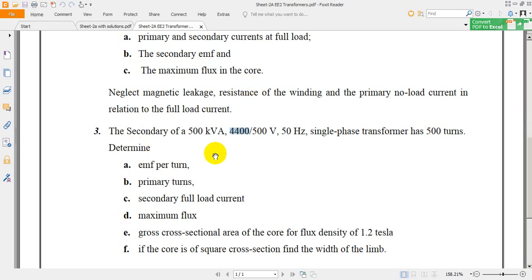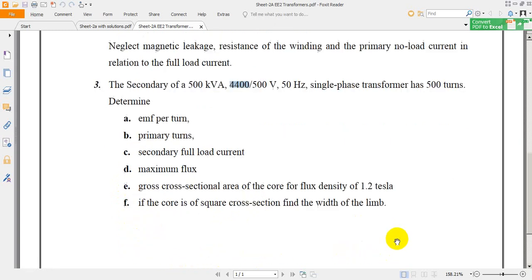The secondary of this transformer has 500 turns. We need to determine the EMF per turn, primary turns, secondary full load current, maximum flux, gross or cross sectional area, and also, if the core is of square cross section, find the width of the limb. All these parameters we need to calculate. It is very simple, we just need to play with the formulas and the information we know.